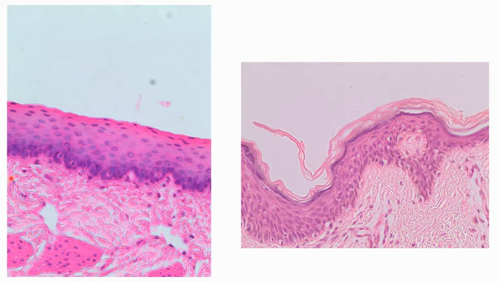Over here on the right, we are seeing keratinized stratified squamous. Keratinized because these cells are filled with keratin. I know they're filled with keratin because they're falling off, they're dying. So keratinized stratified squamous epithelium over here on the right, and non-keratinized stratified squamous epithelium here on the left.